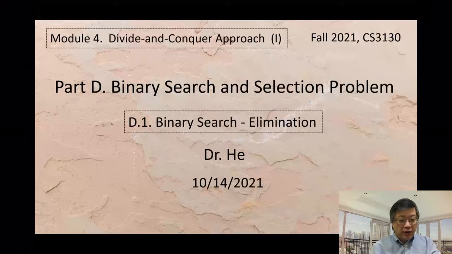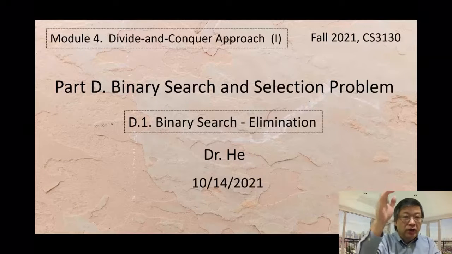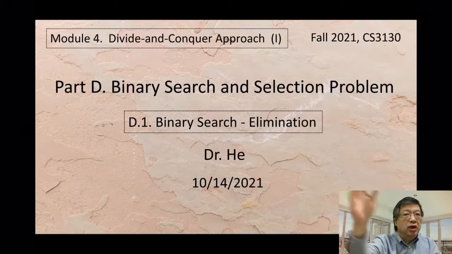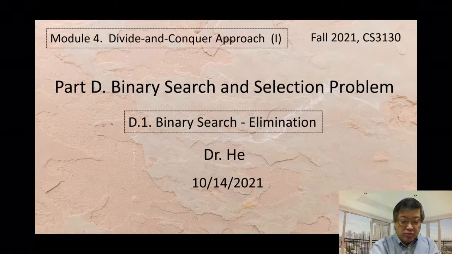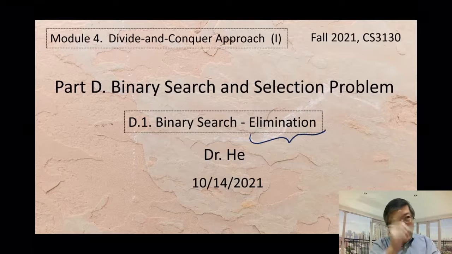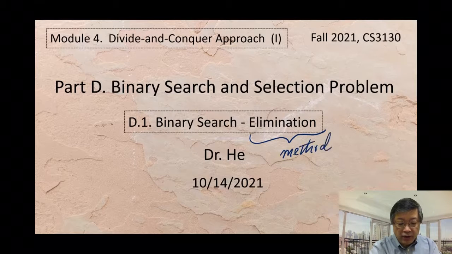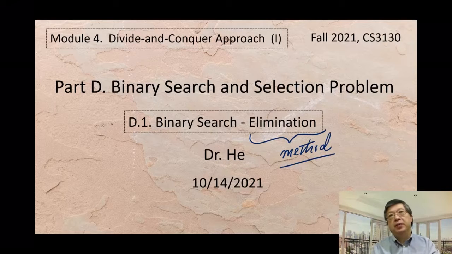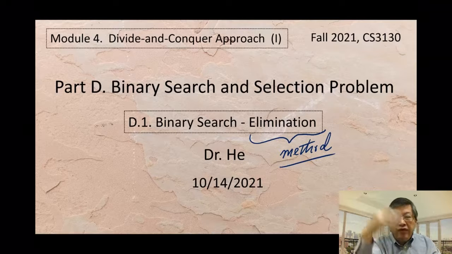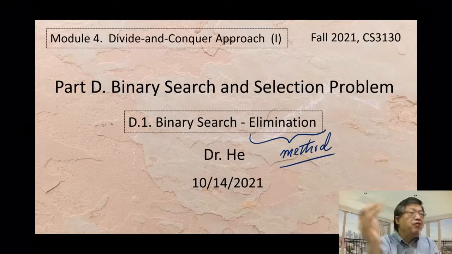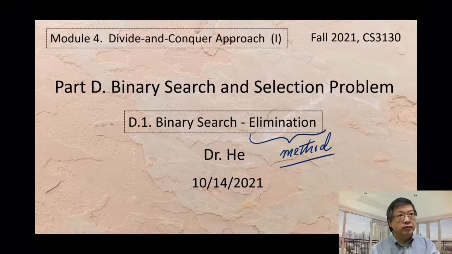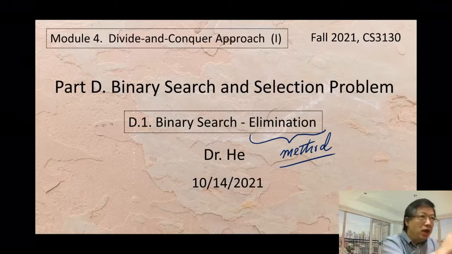All right, the first one, part D.1, binary search, elimination. This means the way we do the binary search, we will use this important problem-solving method called the elimination method. Very simple, pretty natural, and very useful, very effective. This idea is so important, so we need to spend quite some time to learn the elimination method.